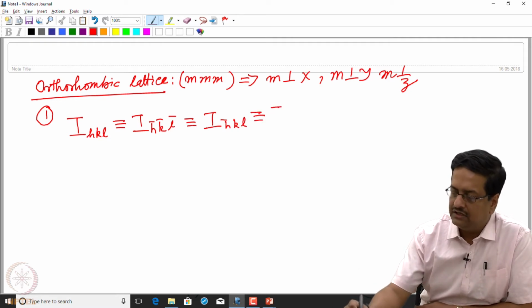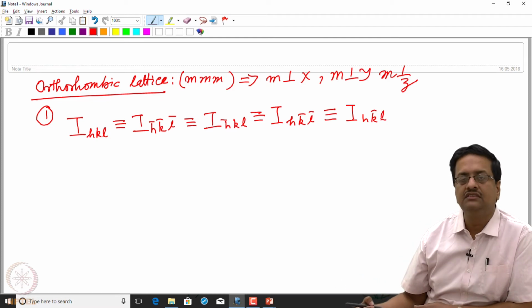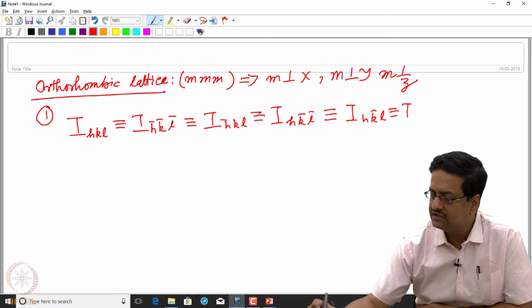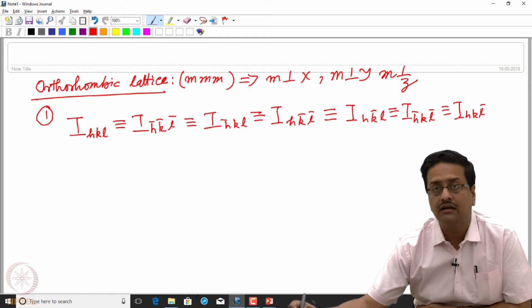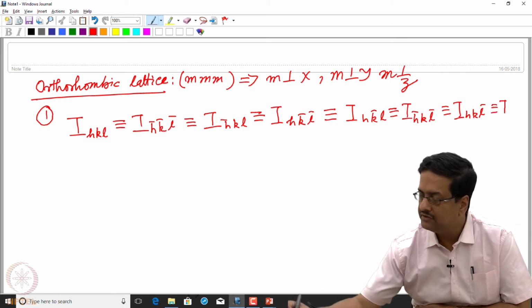The corresponding Friedel's opposite is H K bar L bar, is again equivalent to I(H K bar L), which is mirror perpendicular to Y, and the corresponding Friedel opposite is I(H bar K L bar), is once again equivalent to I(H K L bar), that is mirror perpendicular to Z, and the corresponding Friedel opposite H bar K bar L.